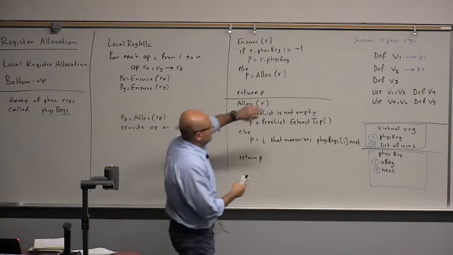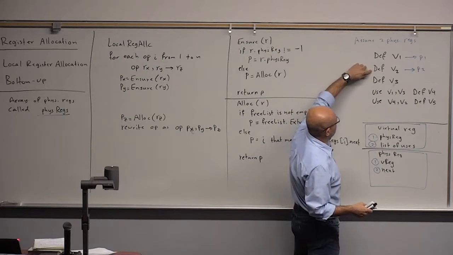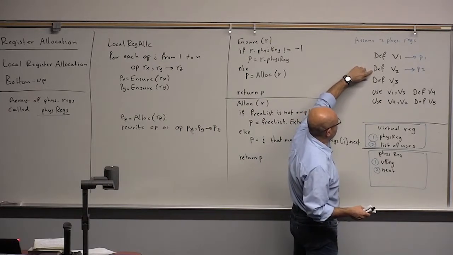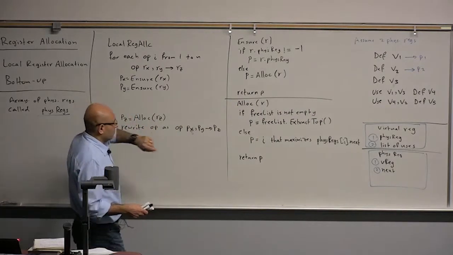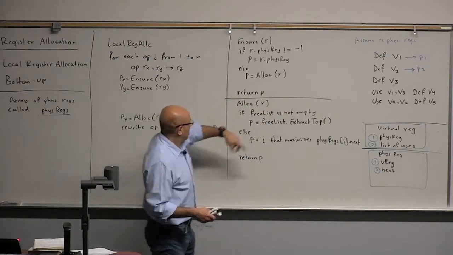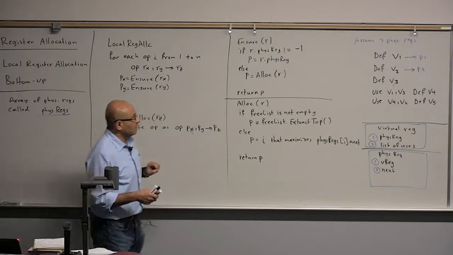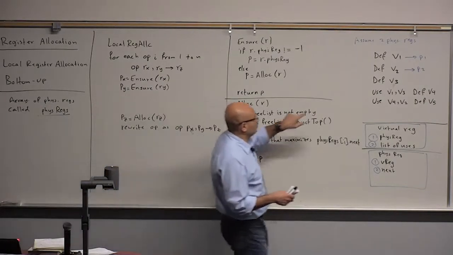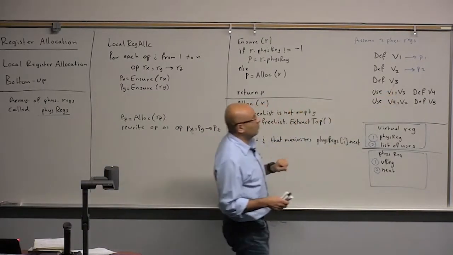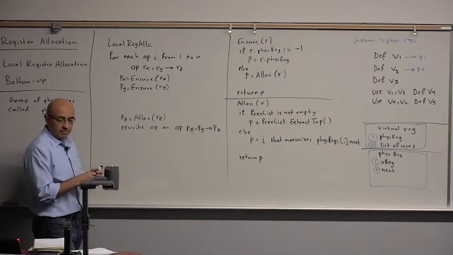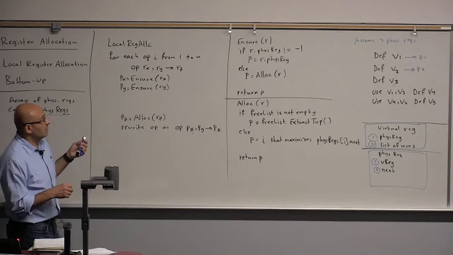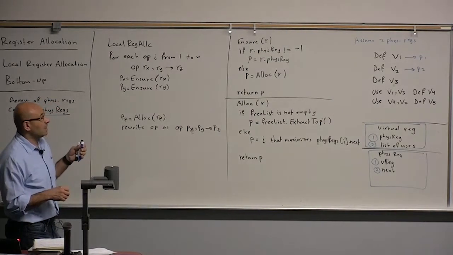Okay, so one had a next of 5 and one had a next of 4. So V2 was the register with the maximum next. So this is the one that we need to get. Now, here in allocation, in order to give this register to V3, what do we need to do? Exactly, we need to spill.